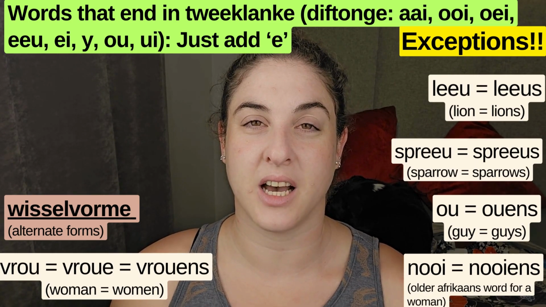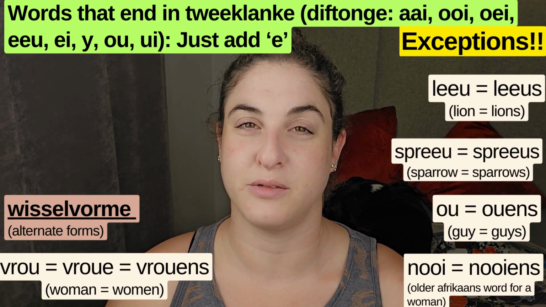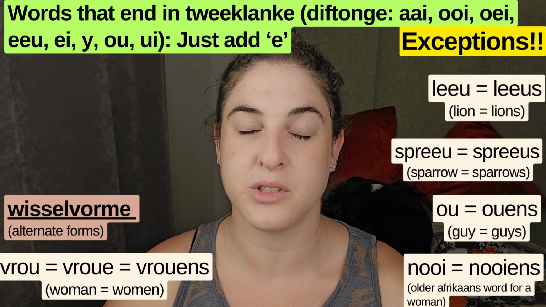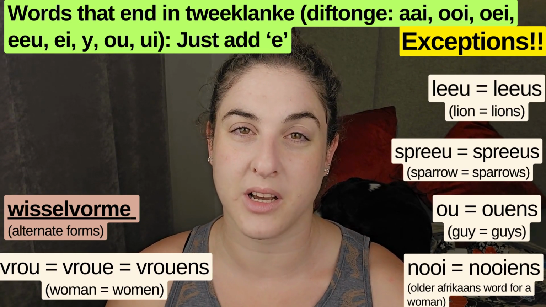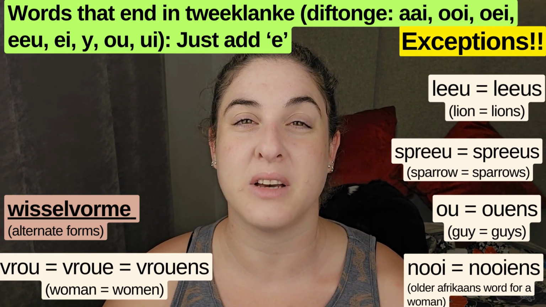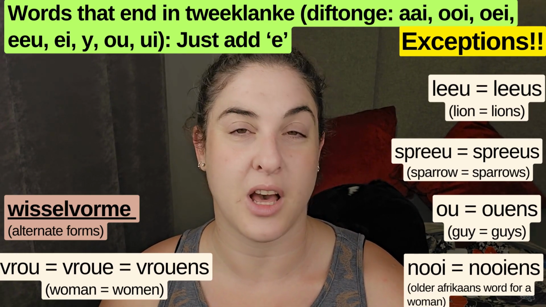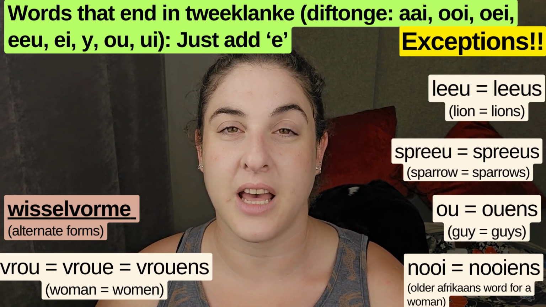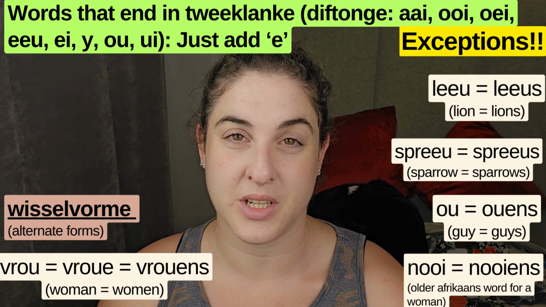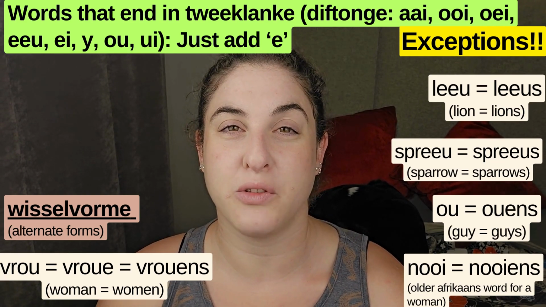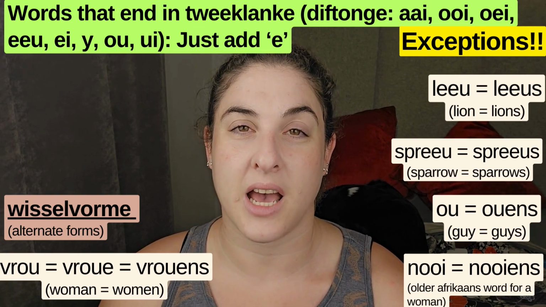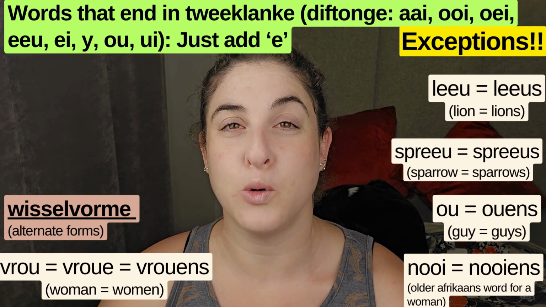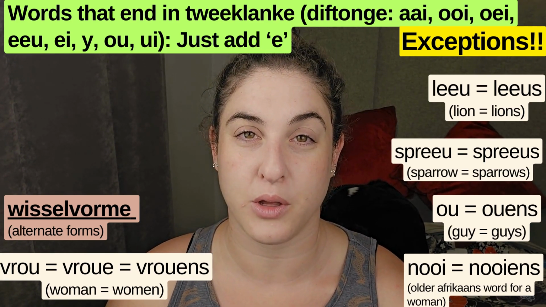Some exceptions come with the words ending in diphthong and just add e rule. In my previous videos, I've mentioned that we have so many exceptions in Afrikaans, especially when it comes to the plural formation rules. You have to learn the exceptions. Now here we have at the bottom wisselforme, which is alternate forms, and they also appear in the previous videos. And this wisselforme is the word vrou, which is woman, and it has two plurals. It's either vroue or vrouens. Learn both. They are both used.